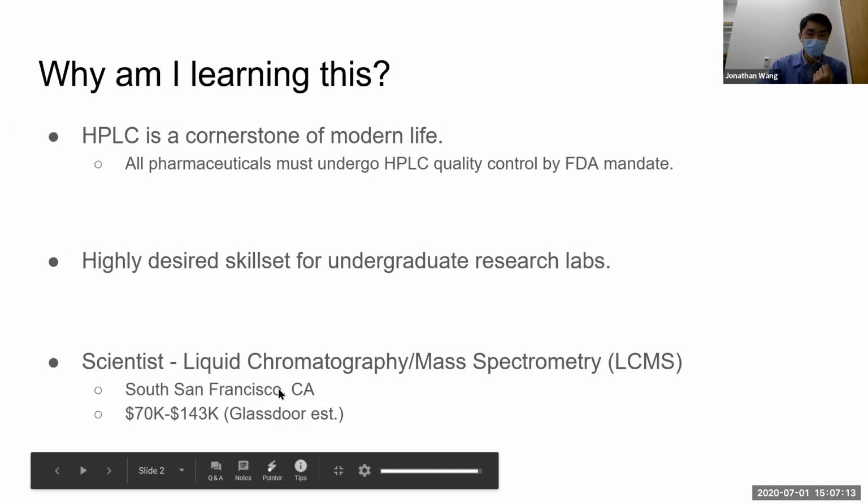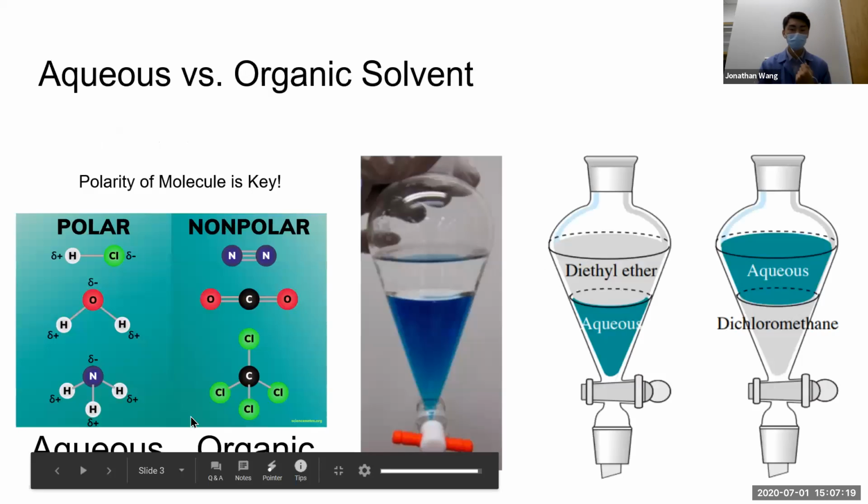Here's one I found in San Francisco. That's the pay range. Not too bad. So we can move on to some of the basics that you need to understand.